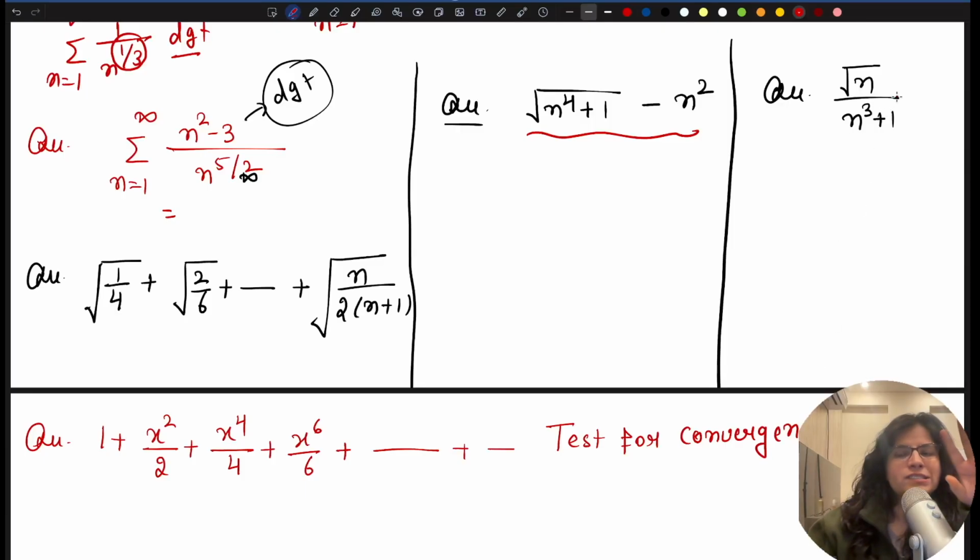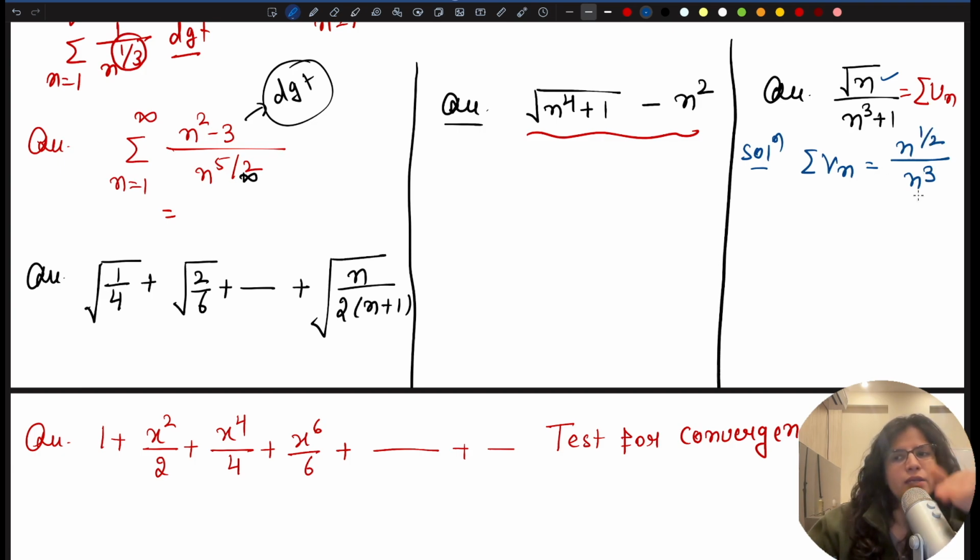Like in this question, this is my given series, summation un. I have to compare it to some other series, है ना. We will use the comparison test here. So summation vn is equal to, देखो, the highest power of n in the numerator, write that as n to the power 1 by 2. The highest power of n in the denominator is 3, so you will write n to the power 3 here, and you will get vn here, है ना. So you simply take the highest power of n in the numerator and the highest power of n in the denominator. अब इसको थोड़ा सा adjust कर दो.